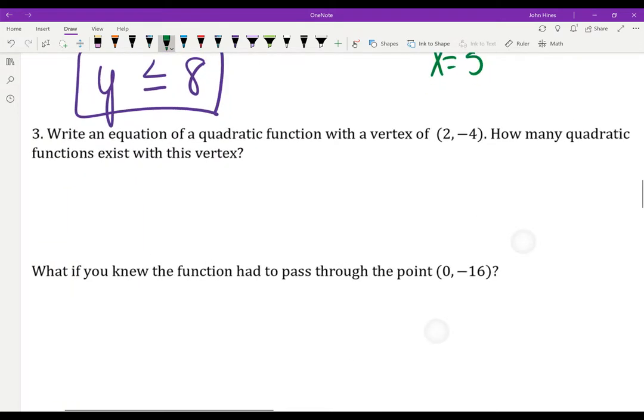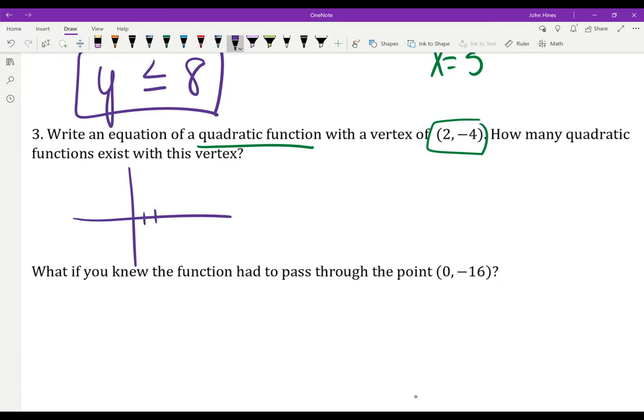So write an equation of a quadratic, of a parabola whose vertex is 2, -4. So let's think about this. So I've got 2, 1, 2, 3, 4. There's my vertex. So y equals something squared, right? It's a quadratic. It's an x squared function. It's a parabola. Well, how do I start from 0, 0 and end up at 2, -4?